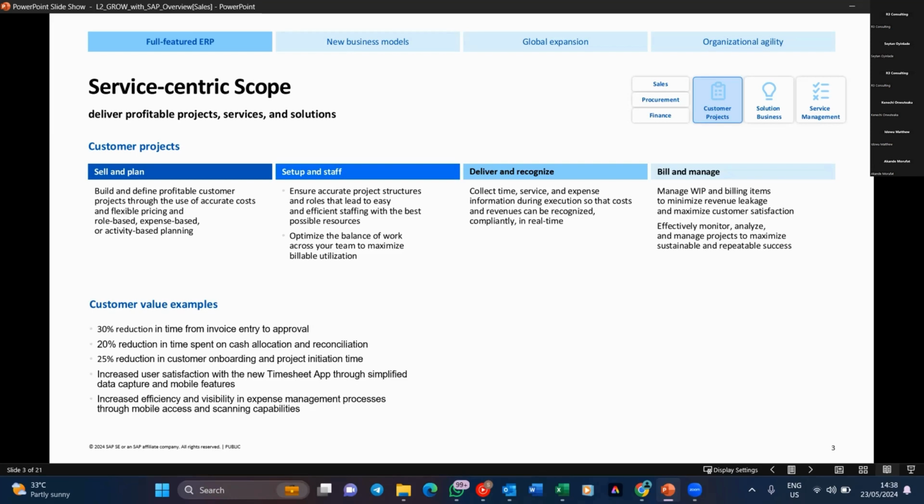Yes, at the end of the project, you want to be able to manage your work in progress and also build your customer. We support that also.